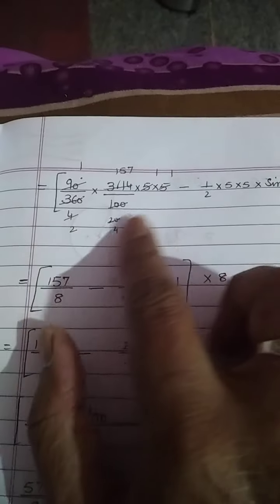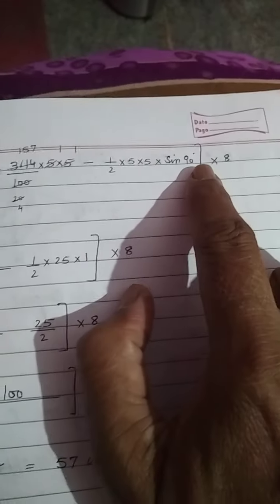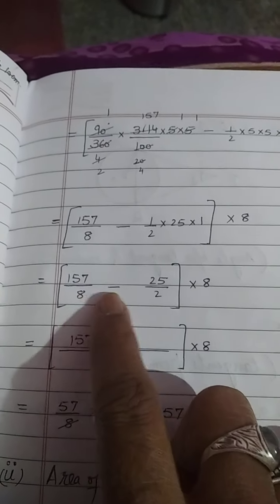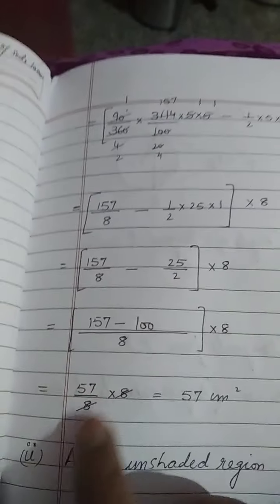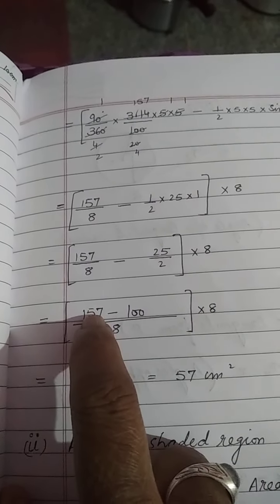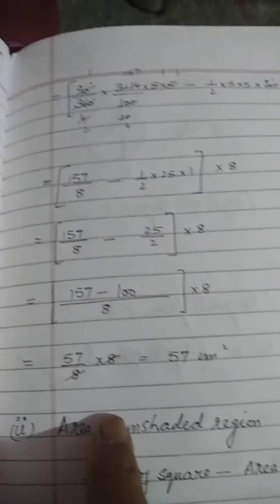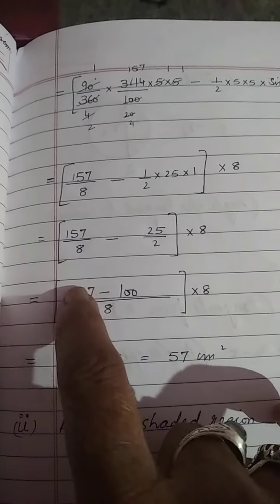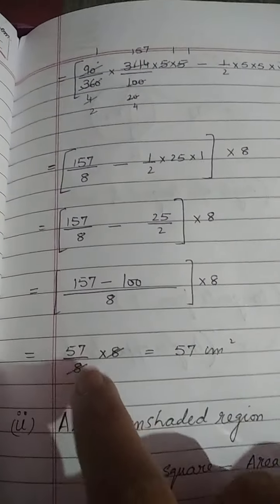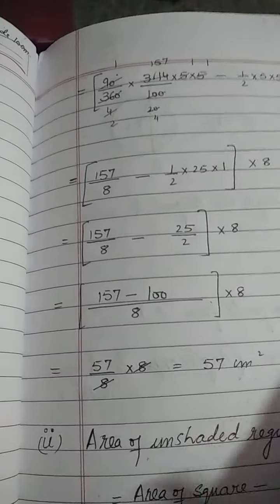You can do the cancellation yourself. Minus 1 by 2, 5 into 5 will be 25. Sin 90 will be equal to 1, into 8. Thereafter, when you calculate, you will get 157 upon 8 minus 25 by 2 into 8. When you solve, the LCM of 8 and 2 will be 8. After solution, you will get 157 minus 100. And when you solve, 157 minus 100, 57 upon 8 will come. So this 8 will be cancelled. So 57 centimeter square is the area of the shaded region we got.